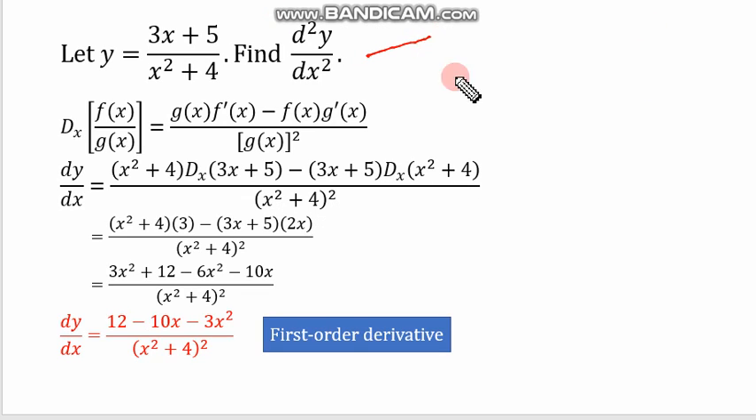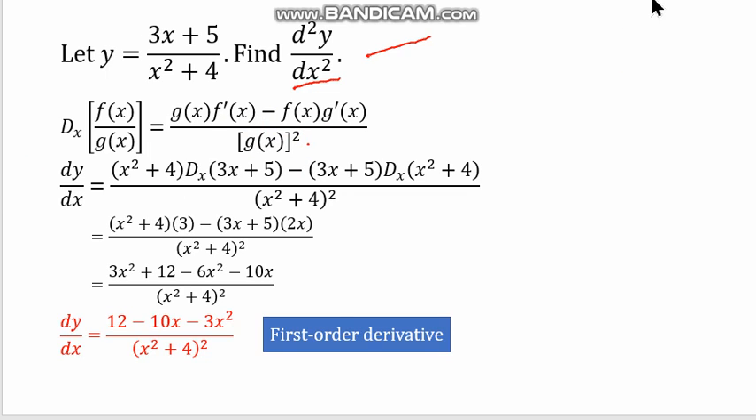Okay, so another problem here. Let y is equal to (3x plus 5) all over (x squared plus 4). Now we will get the second derivative of the function. According to the quotient rule, the derivative of the numerator divided by the denominator is equal to the denominator times the derivative of the numerator, minus the numerator times the derivative of the denominator, all over the original denominator squared.